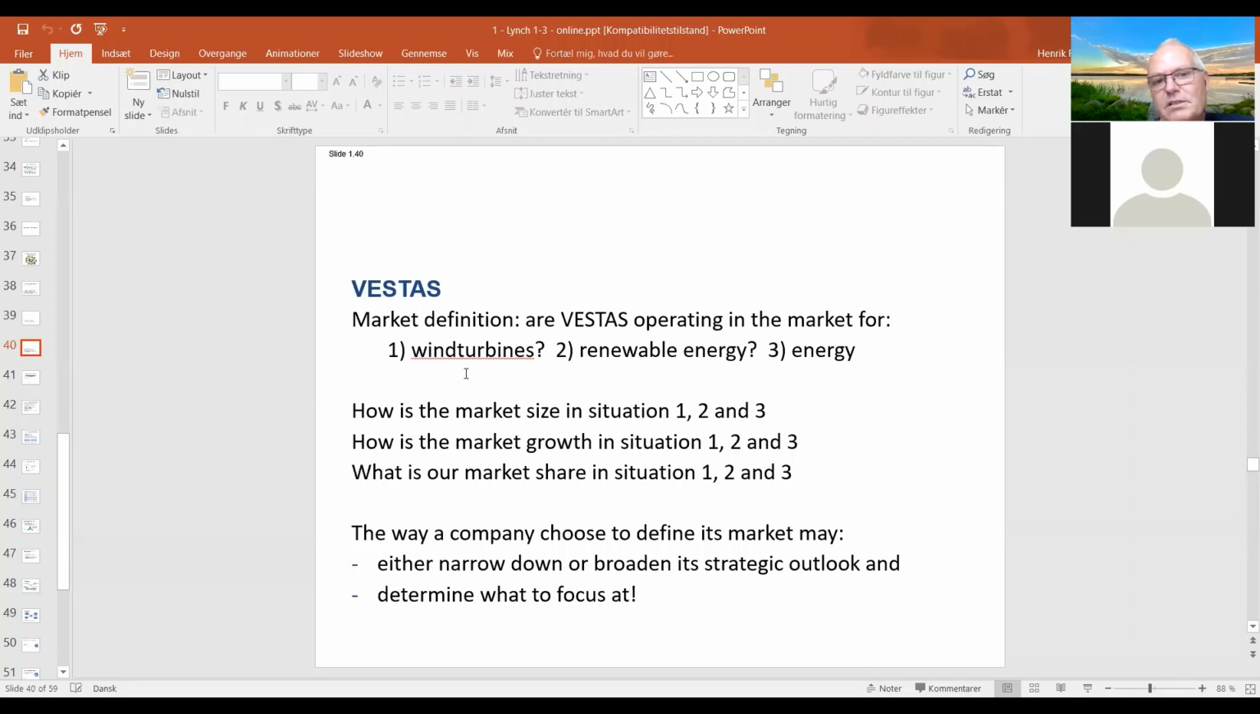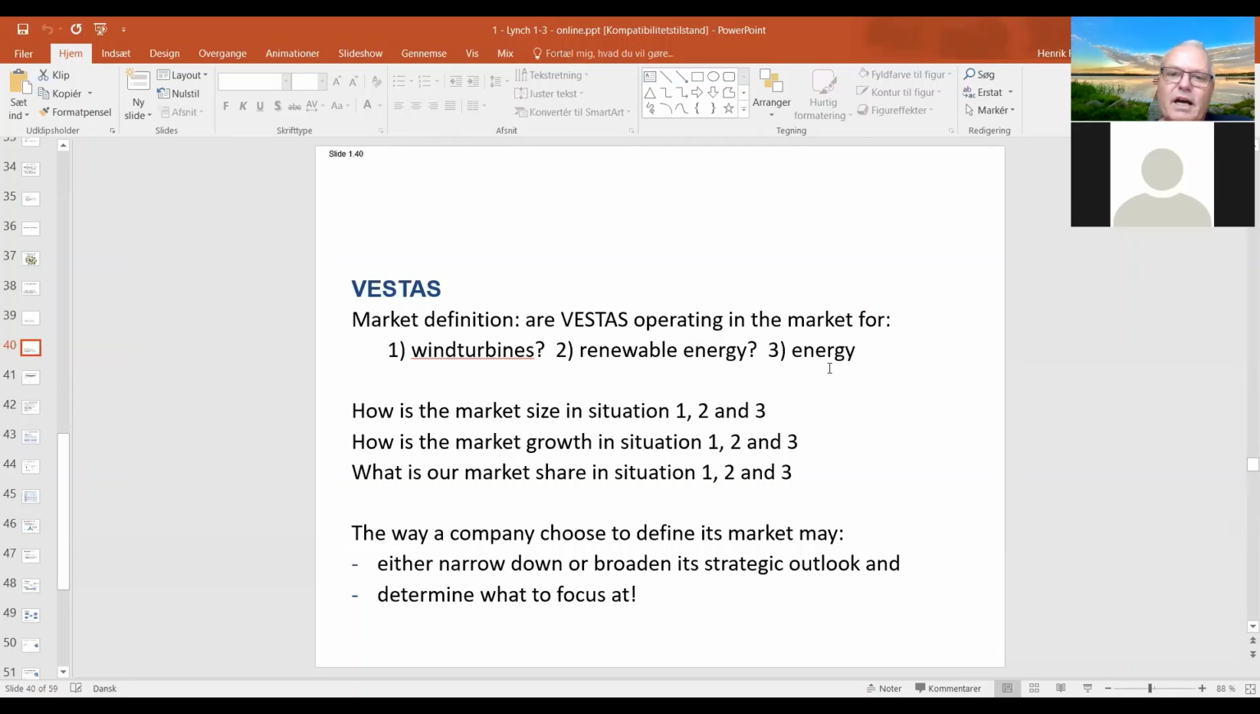How does the market size of wind turbines compare to renewable energy? Well, wind turbines are clearly part of renewable energy. So over here we have more production, more companies, more customers. So the market for renewable energy is quite a lot larger than wind turbines. And what about the market for energy? Well, that's even larger yet than renewable energy. So the market size, you could say, is little, a little bit more than little, and huge here at energy.